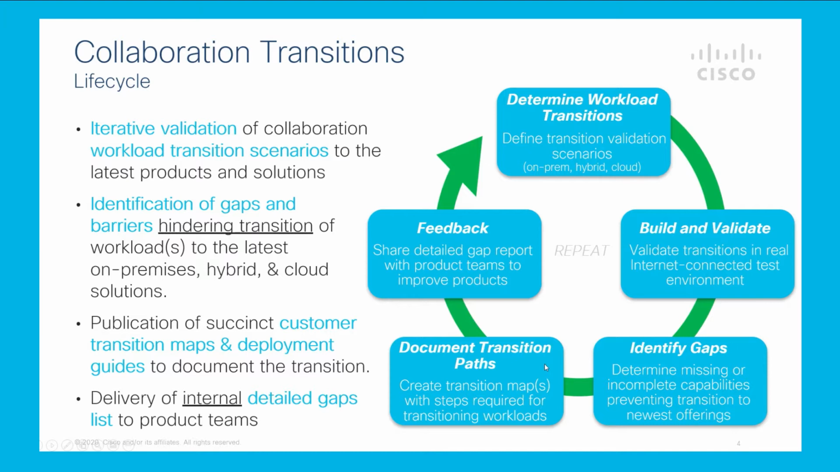And of course, the outcome of this validation and gap identification is that we document the transition by creating a transition map and a list of steps required to transition the workload covered by this validated scenario. Finally, and perhaps most important, we provide feedback in the form of a detailed gaps report to the product team or teams to ultimately improve the products and solutions involved in this particular transition scenario. This in turn should help close gaps and remove barriers for customers transitioning. Then, as you can see, this is an iterative process. That is, we repeat the process for each scenario as new versions or improvements become available.